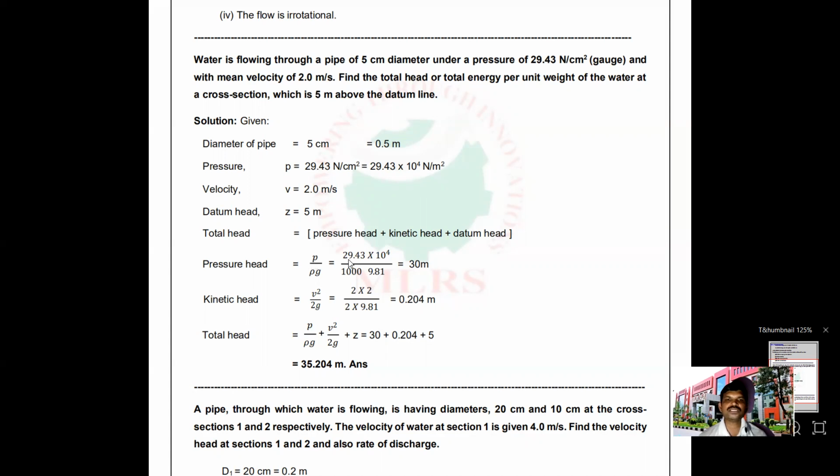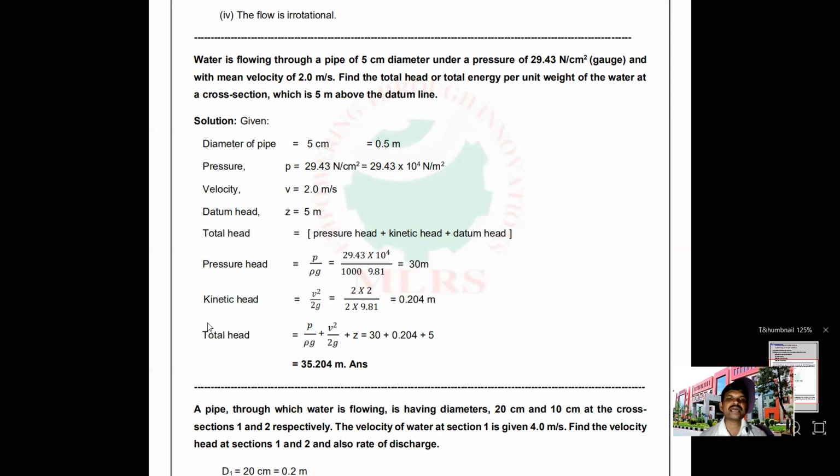So P by rho g is equal to 29.43 into 10 power 4 divided by rho g. Since it is water, what is the density of water? 1000. g is 9.81. So 1000 into 9.81. Simplifying this equation, we get 30 meter. So heads are always in meter.